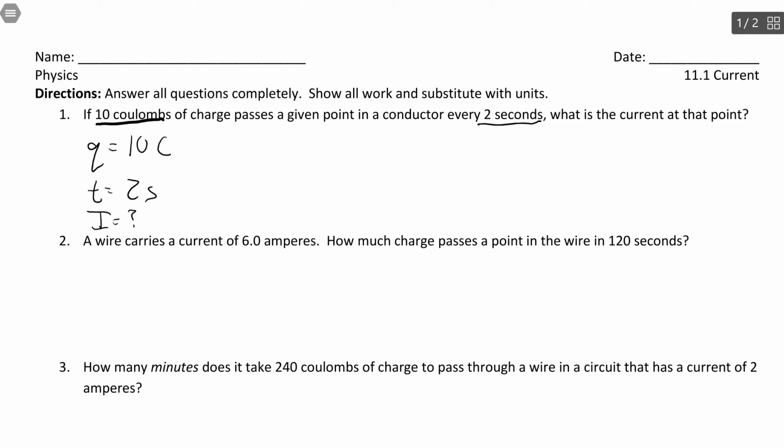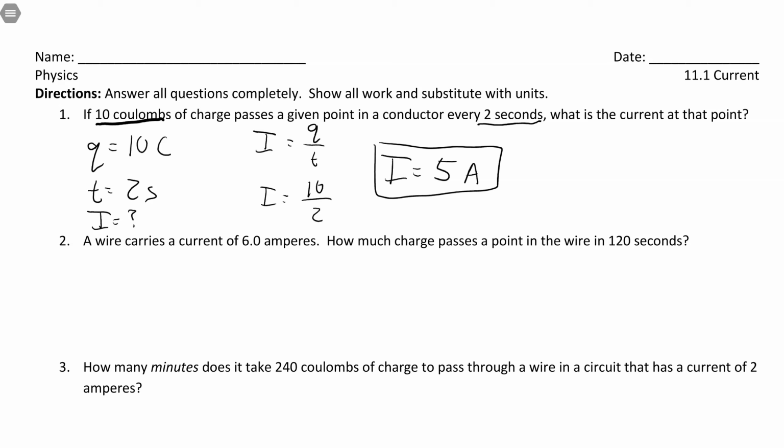So we're still using our GUESS method, being organized, because as you saw, there's a lot of formulas coming up. So we're going to do I is equal to Q over T. I is equal to 10 coulombs divided by 2 seconds. So the current is going to be 5 amps.